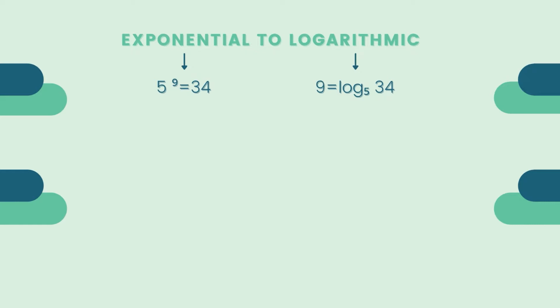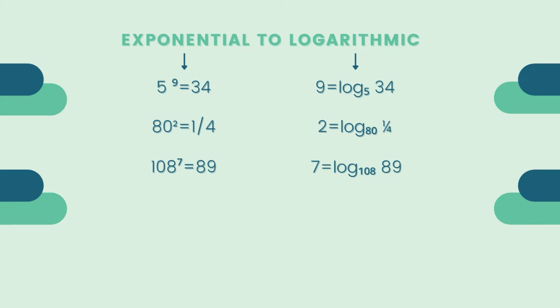Example number 2. 80 to the power of 2 equals 1/4. When you write this in logarithmic form, you will get 2 equals logarithm base 80 of 1/4. Example number 3. 108 to the power of 7 equals 89. In logarithmic form, this is 7 equals logarithm base 108 of 89.